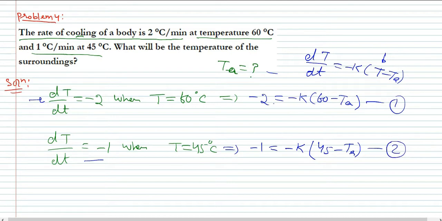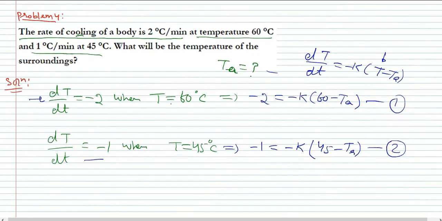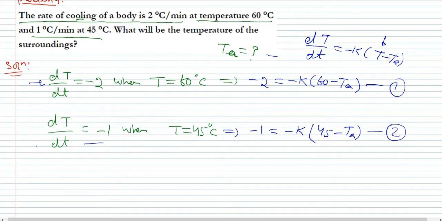Now here you see, if you divide first by second, you are going to eliminate k, right? Because they are both k and k, they will cancel out, so we are left with only one variable, Ta. Okay, now we have one variable and two equations, so we can definitely find the solution. Now let's do this.